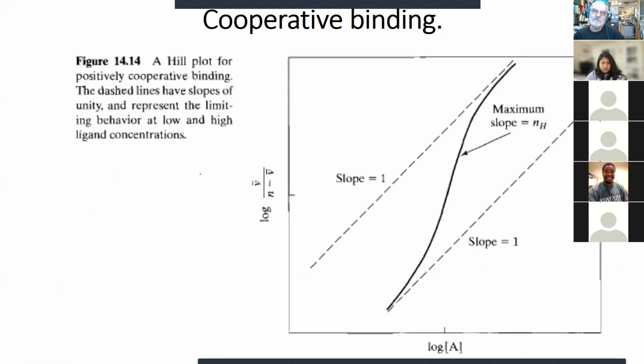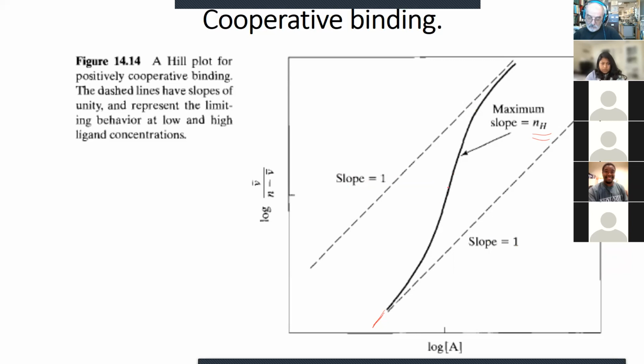This is what positive cooperativity looks like in a Hill plot. It's log of nu over n minus nu versus log A. It starts out as a straight line down here. It transitions in the intermediate section, and then it becomes a straight line up here. The edges have a slope of 1. And the slope in the middle is what is called the Hill coefficient. If this were perfect data, the slope here would be 4.